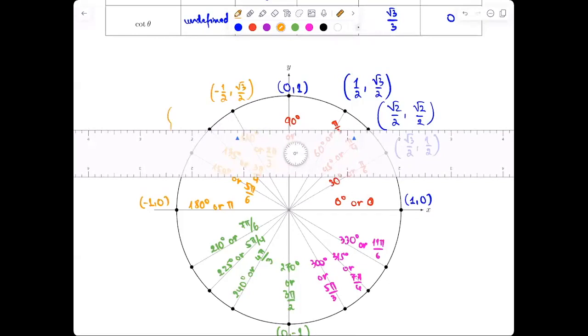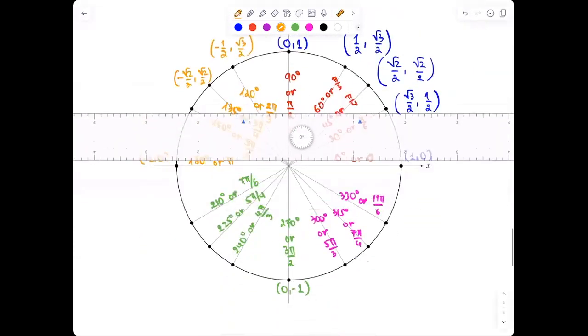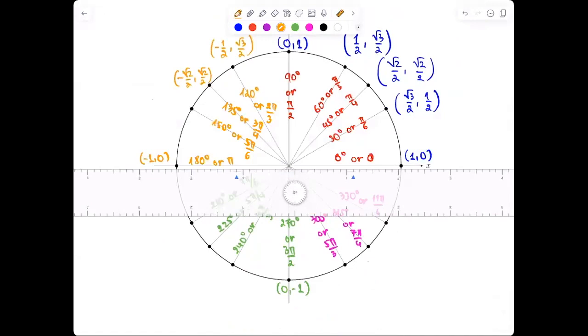So this is -√2/2, √2/2. The point at 150 corresponding to √3/2, 1/2, but the x value becomes negative. So you get -√3/2, 1/2. Then we already get the point at 180.